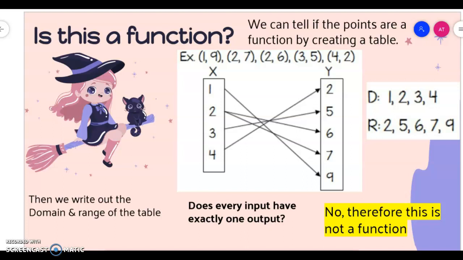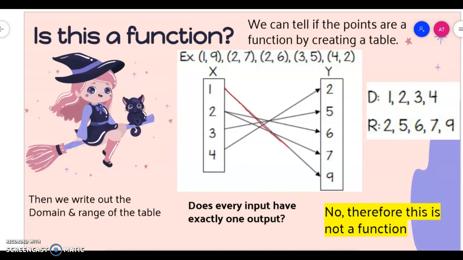What's considered a function is that for every input there is exactly one output. So I can have 1 and 4 be equal to 9, that's totally fine. But I can't have 1 equal to 2 and 5 because that would not be realistic. That's not a function. So let's look.